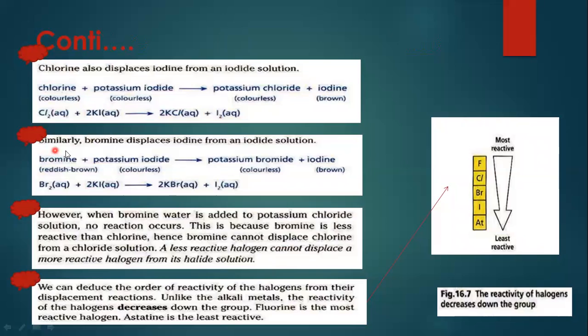Okay, similarly, the next reaction, bromine displaces iodine from an iodide solution. You can see here that bromine is present above iodine. So bromine can easily displace iodine from any iodide solution. Like bromine, when it reacts with potassium iodide, it forms potassium bromide and iodine. Here bromine easily displaces iodine from this iodide solution.